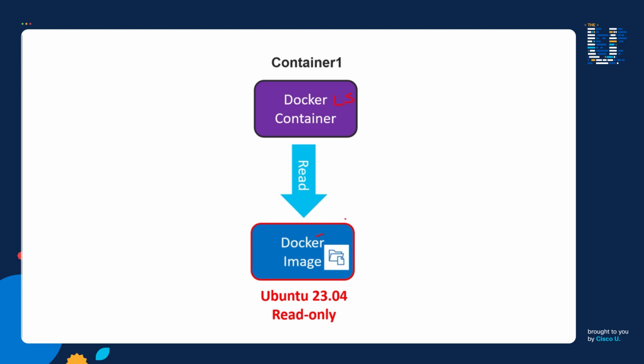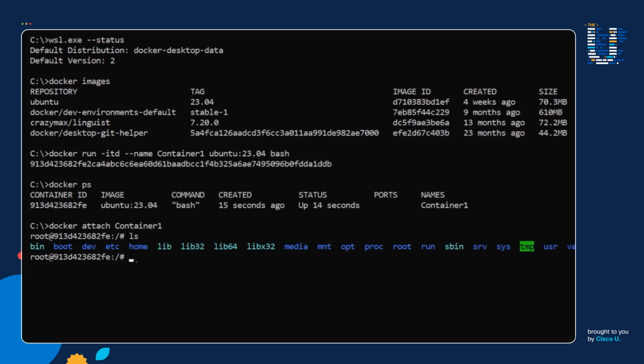What do you think might happen if I go in and try to delete the Ubuntu 23.04 image right now while container 1's running? Let's go take a look. So I'm in the container right now. I'm going to hit Control PQ to exit from the container. And then I'm going to run the docker image command, and I'm going to try to remove that Ubuntu 23.04 image, and let's see what happens.